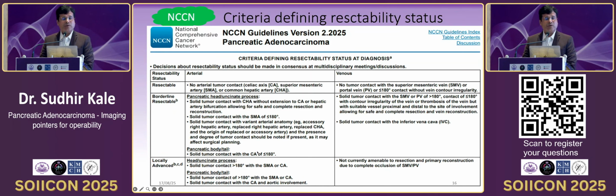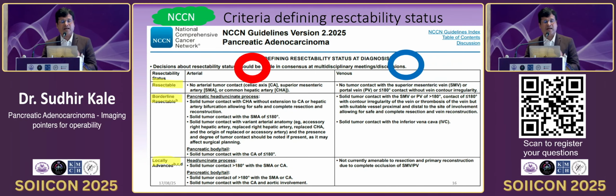Okay, so now let's look into NCCN guidelines, which becomes the basis for our reporting system. We divide this into 3 categories: resectable, borderline resectable and locally advanced. So you have artery on one side and venous on the other side whenever we report a pancreatic neoplasm. If there is no contact of the tumor with the artery nor with the vein, then you can straight away tell these are all resectable cases, provided there are no mets.